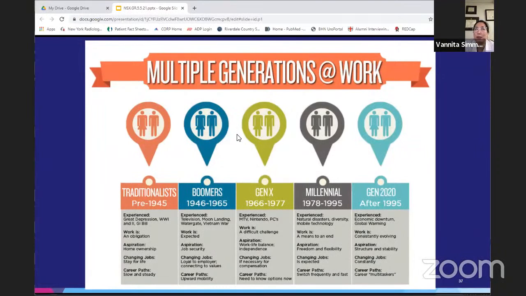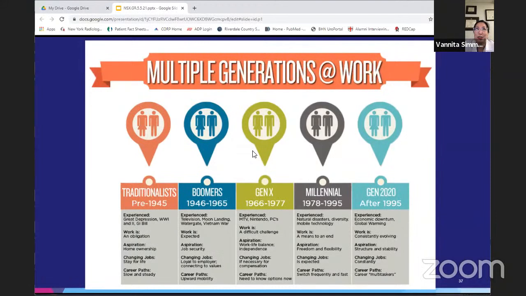I just wanted to point out that there may be some differences between educators and students in terms of values and behaviors. Most professors and chairpersons are probably in the boomers or Gen X category. They view work as something that's expected. Generation X, which is the generation I'm a part of, loves work-life balance.